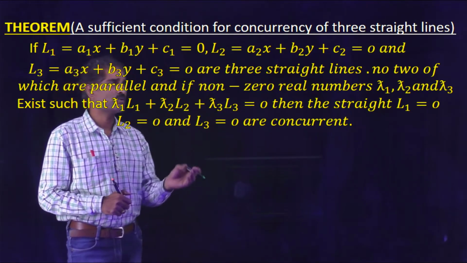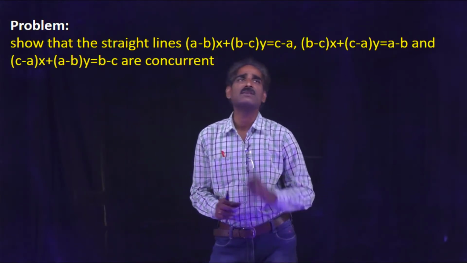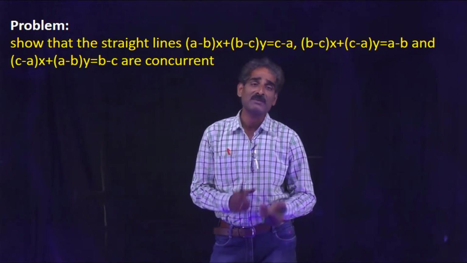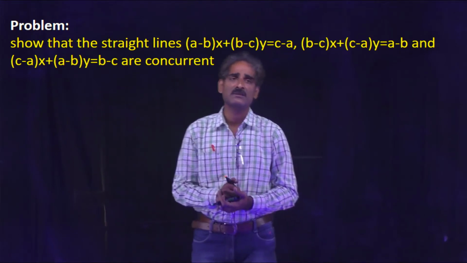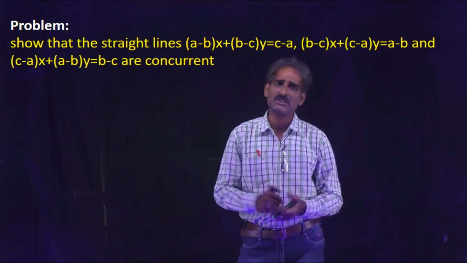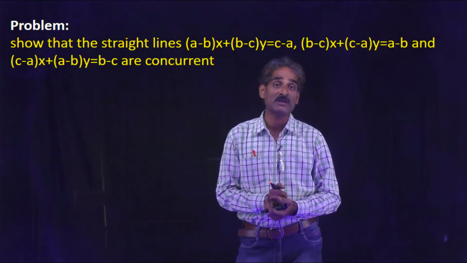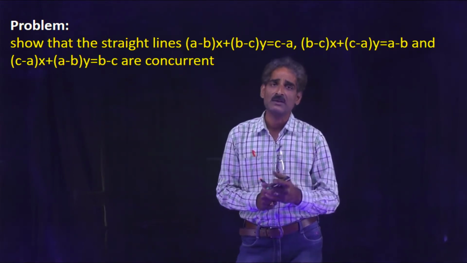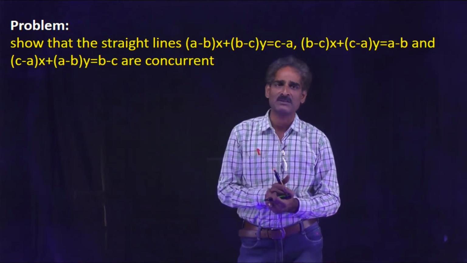Okay, just to see one example on this concept. See this problem. Show that these 3 lines are concurrent. The general method is difficult. General method means solving any 2 equations and verifying whether this point satisfies the 3rd equation or not. That is the general way, and the determinant method is also there. By using the determinant method also we can verify the concurrent condition. Okay, here try to apply the previous explanation concept.